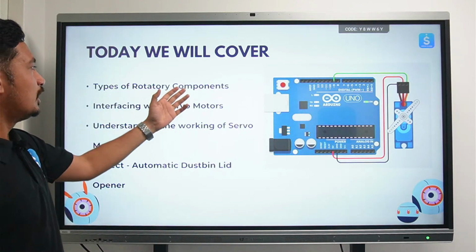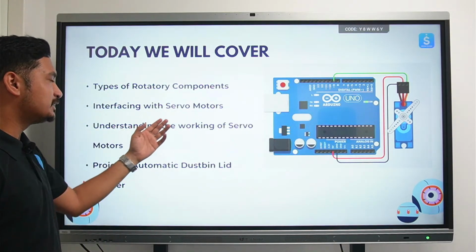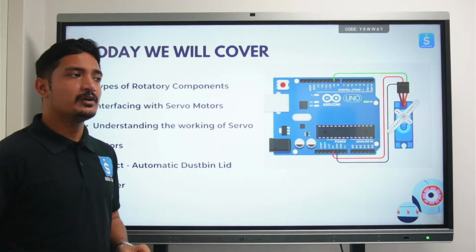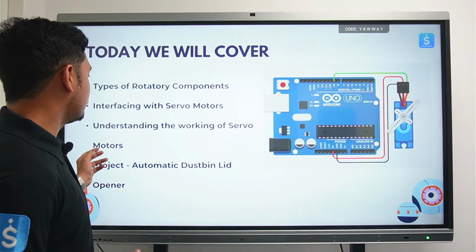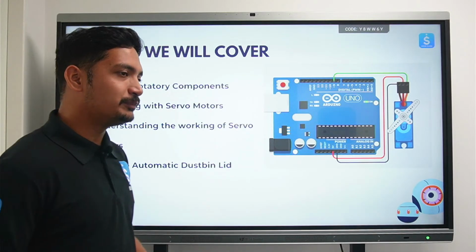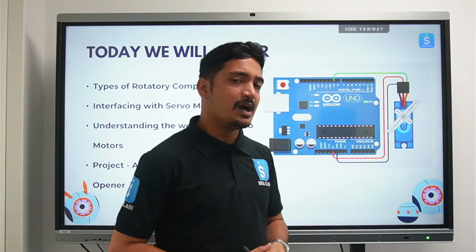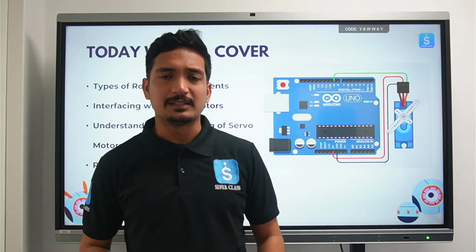We'll see types of rotatory components, interfacing with servo motors, understanding the working of servo motors, and following that we'll have a project, an automatic dustbin lid system. Okay, and this is how the project will look. We'll have a better understanding about this in the coming slides as well.